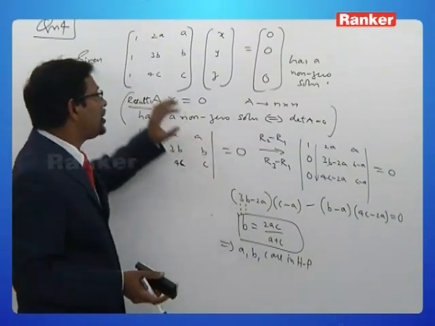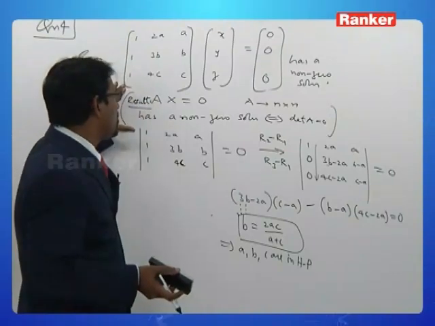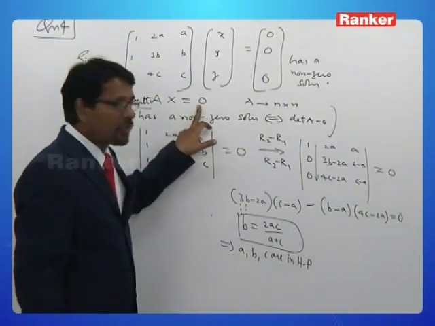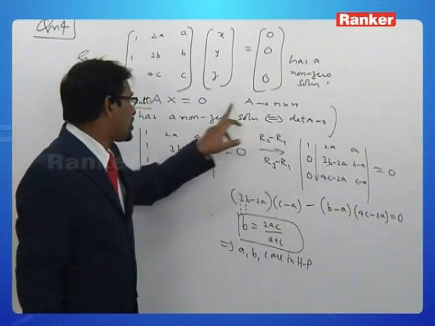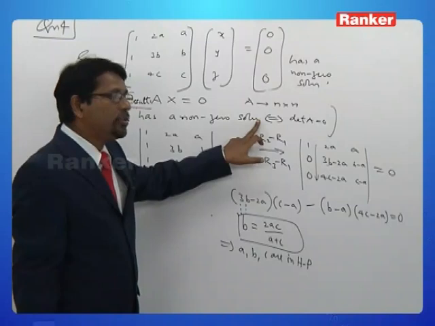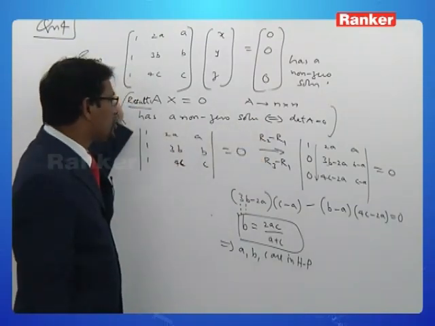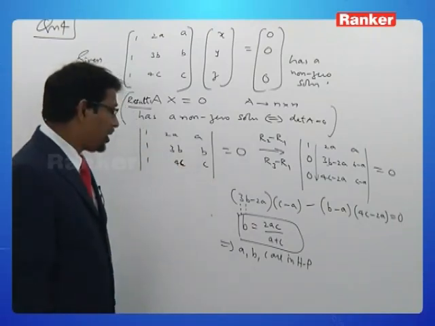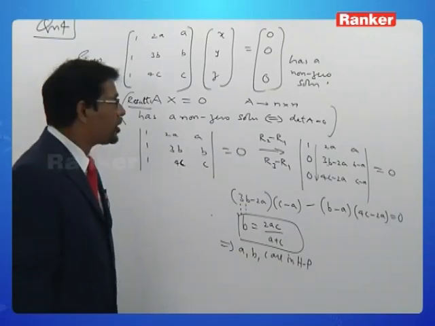So this is the methodology. The key result we are using is that whenever you have a homogeneous system of linear equations with the coefficient matrix A being an n by n matrix, it has a non-trivial solution, or a non-zero solution, if and only if determinant of A is 0. So given that it has a non-zero solution, the determinant should be 0, and from that we can easily obtain that b is equal to 2ac by (a plus c), which means that a, b, c are in harmonic progression.